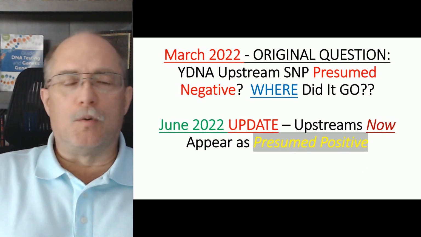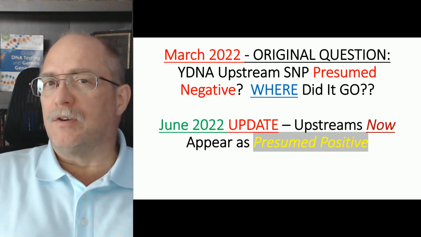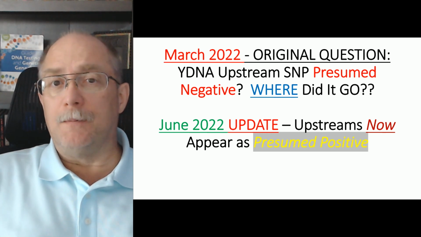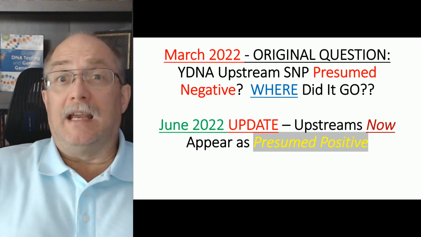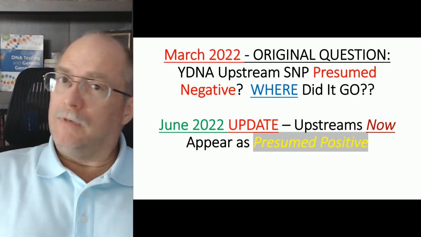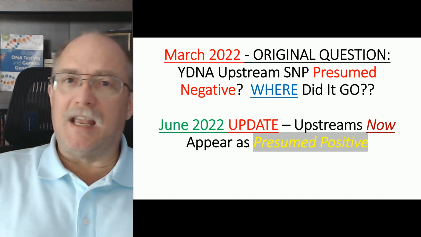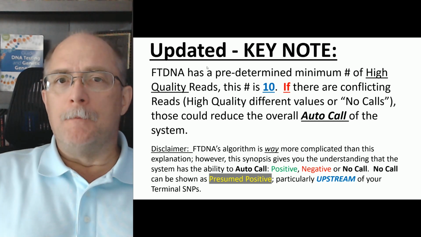So the original question that I posted back in March was, there's SNPs that are directly upstream of the terminal SNP. They were in presumed negative, where they were grayed out. And where did they go was the question. Well, update for June 2022 is that they now appear as presumed positive. There is a note I want to make here.